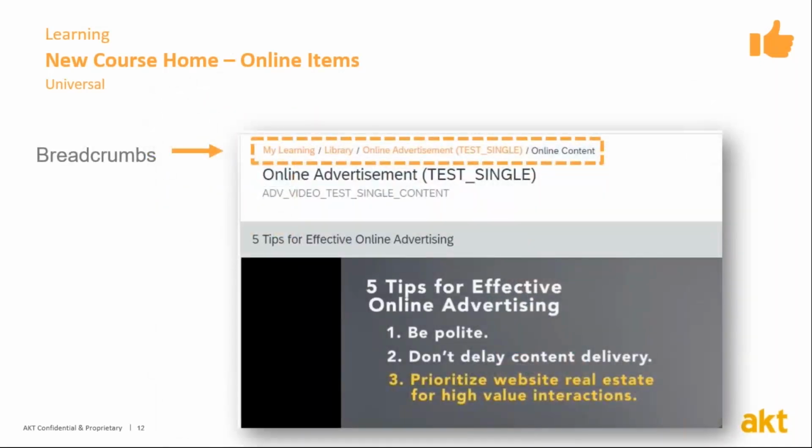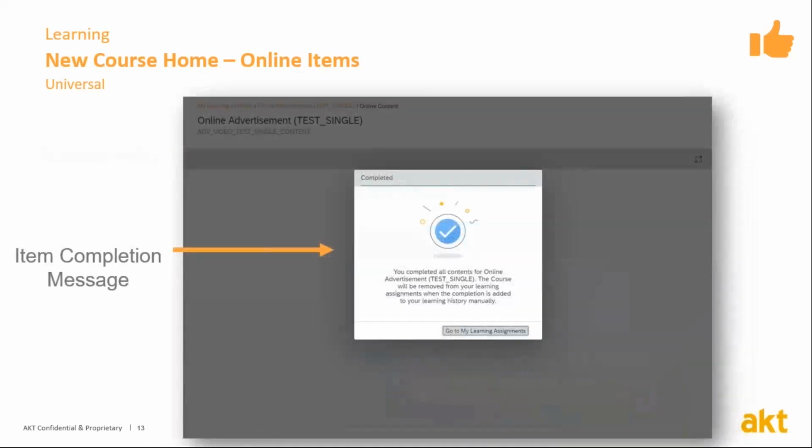You can find breadcrumbs at the top of the item view that allow the employee to easily jump to the item details page, the library, or back to the landing page. When the item is completed, you get a pop-up message that allows you to go back to the landing page, instead of the not so nice confirm completion line in the content section we used to have in the original course home.